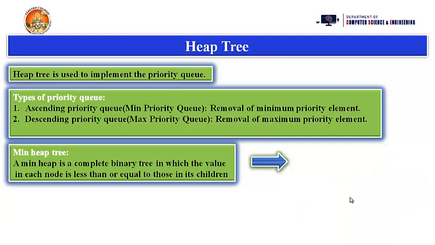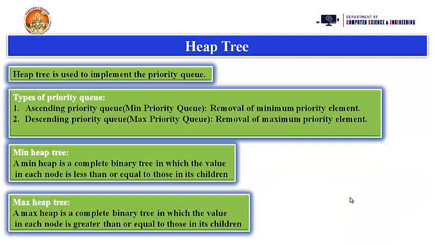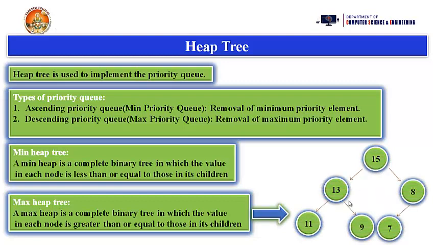Now what is the max heap tree? A max heap tree is a complete binary tree in which the value in each node is greater than or equal to its children nodes. It is the opposite of a min heap tree. Now this is the max heap tree, and you can compare the parent node values. Suppose you are taking 11, 9, 13. Among these three elements 13 is the maximum element and it should be the parent of 11 and 9. So it is in the correct format.